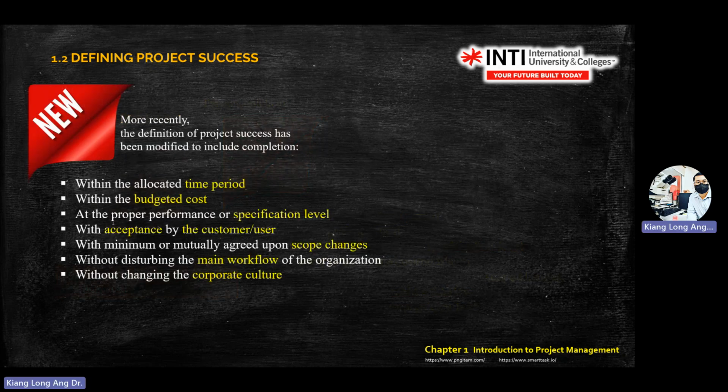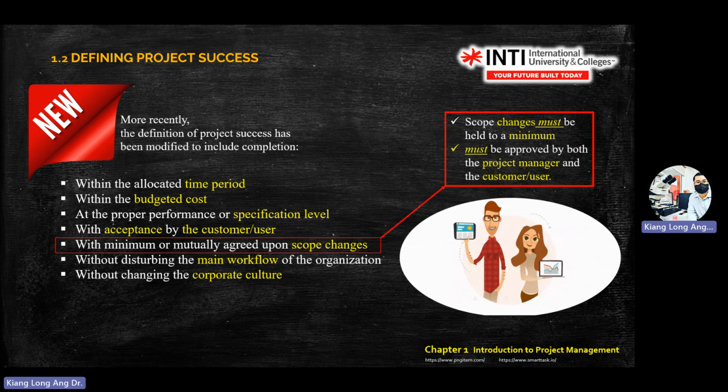There are lots of updates on the triangle, but it still revolves around the diagram that you've seen just now. The definition of project success. Again, we talk about project success. You go back to the triangle just now. You look at the time. You look at the cost. You look at the specification, customers, scope, workflow, and culture. Corporate culture is the latest one. This one you can read.